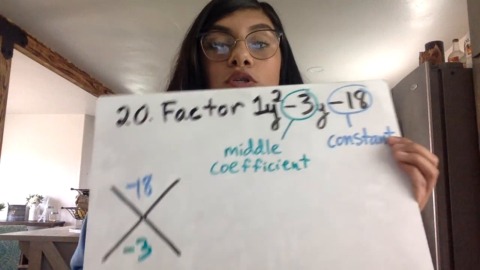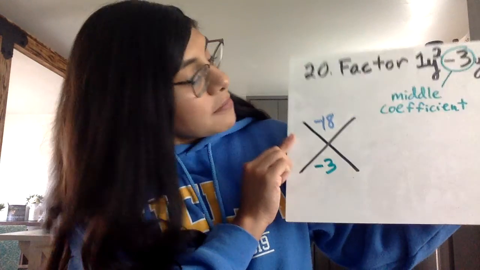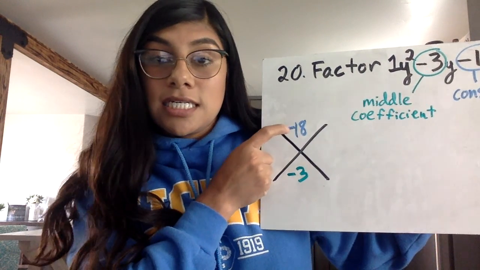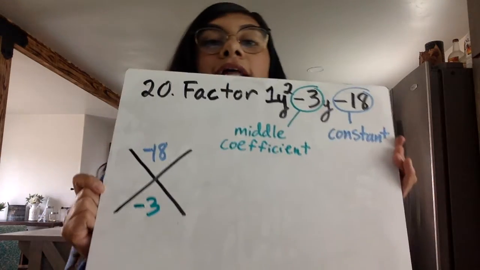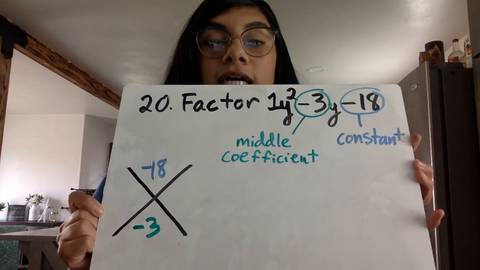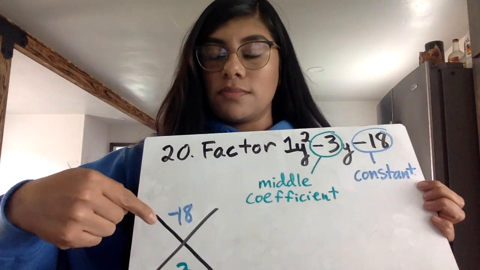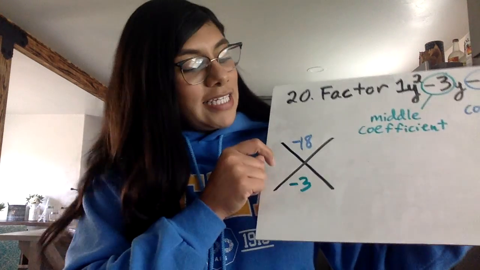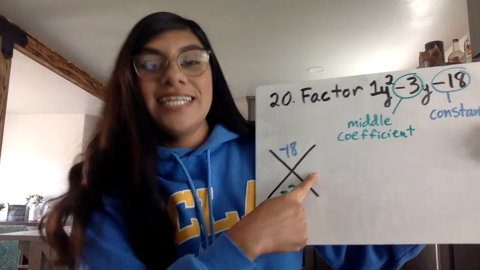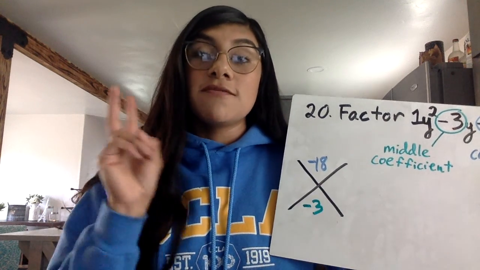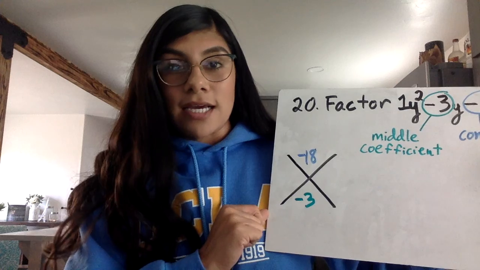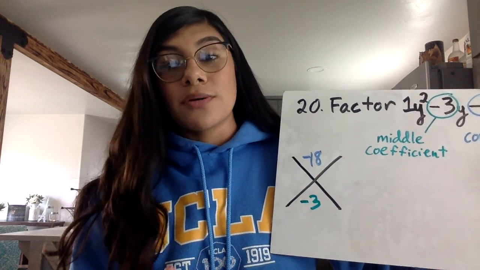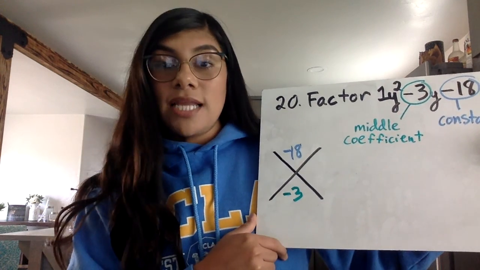Once I have those 2, I'm going to draw my x like I did here. My constant goes at the top of the x, and my middle coefficient goes at the bottom. Once I have that set up, these 2 numbers on the sides are the ones I need to find. You have to think of 2 numbers that when I multiply them, give me negative 18, but when I add or combine them, give me negative 3.